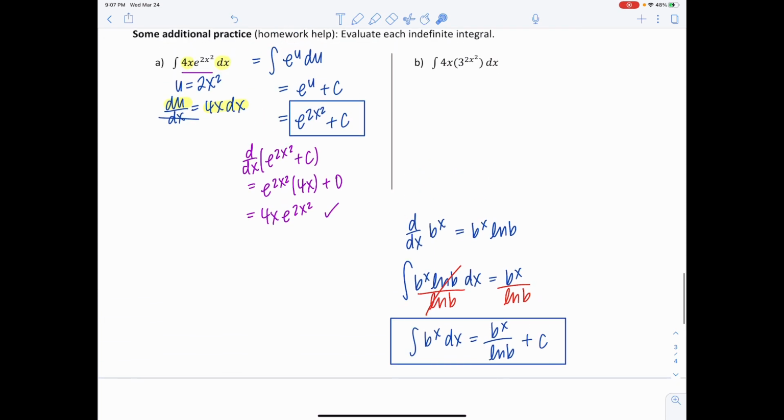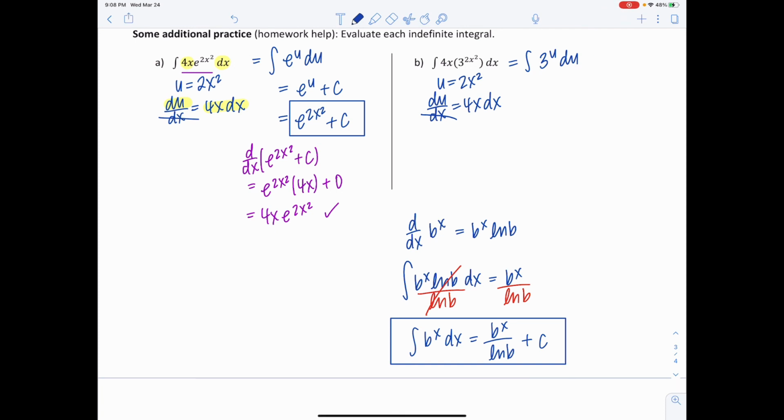All right, so let's do letter B. It's the exact same concept as letter A, but the antiderivative is not just itself. It requires this divided by ln of b. So again, the u value, the inside function, is 2x squared. Its derivative is 4x, and I'm going to move that dx to the other side. So there's that 4x dx right here. So this integral is really 3 to the u times du.